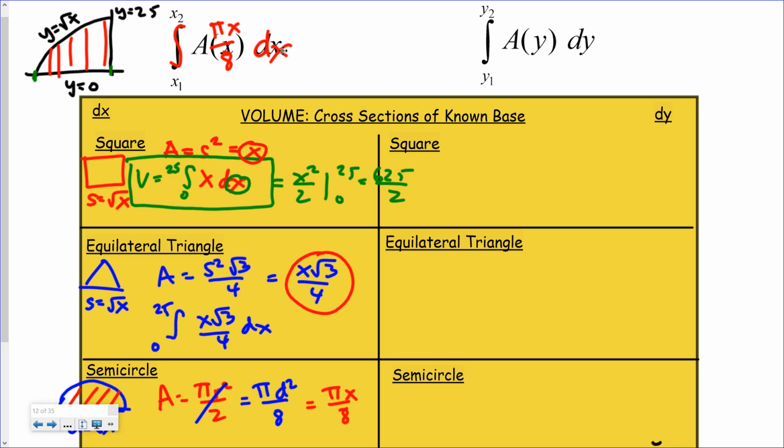I want to sum them all up from what's the lowest x, guys? 0 to what's the highest x value here? 25, okay? And if you do that, you'll get the answer here. So I'll leave that for you guys, and I want to move over to the right side. We're going to do dy. So dy, we're doing a different problem.